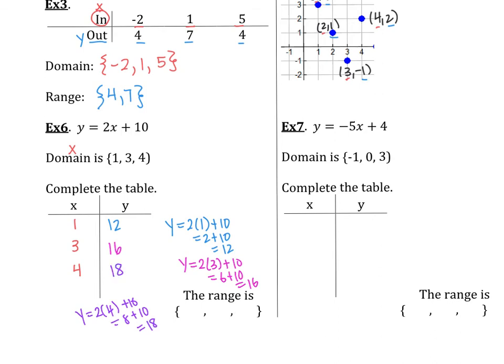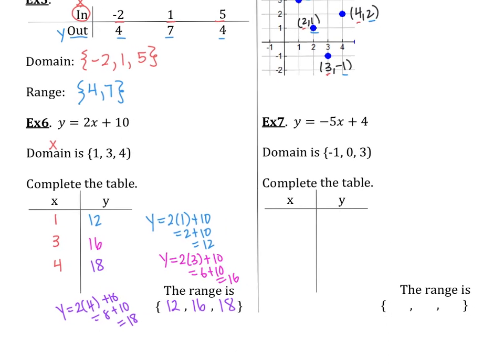Okay, so my table looks good. I plugged in 1, I got 12. I plugged in 3, I got 16. I plugged in 4, I got 18, which is why it's an input and an output. Now they're going to ask me to list my range. So range, remember, is the y values. So I have the y values right here. I just have to list them in order. So the lowest is 12, then 16, then 18. Okay, and I put them from lowest to highest, even if my table is not organized from lowest to highest.